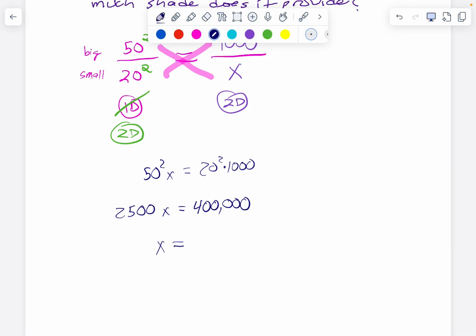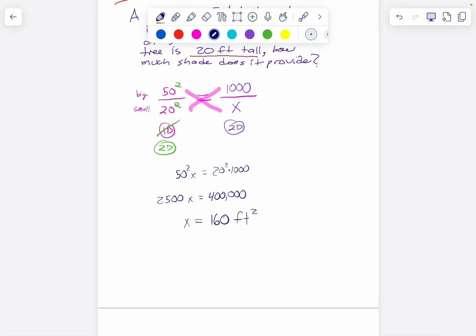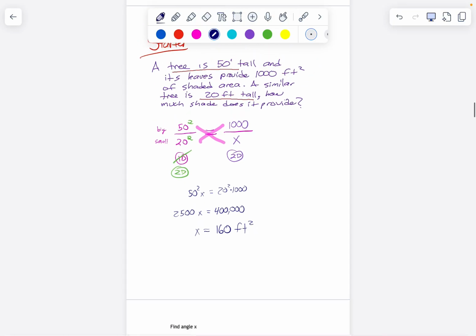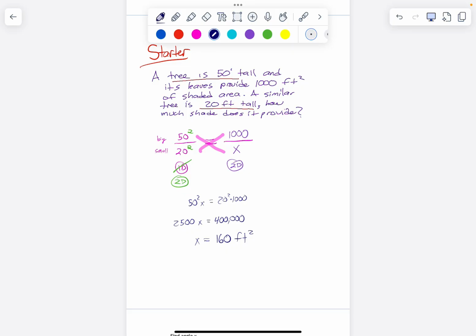Okay. Are you sure 50 squared is 2,500? Yeah, I think it is. Okay, and then just divide. So what is 400,000 divided by 2,500? We can chop off 2 of the zeros. What was it? 160. Which is pretty small. Like this must be a pine tree. Both of these actually are pretty small. So 160 square feet. How'd you do on that one?